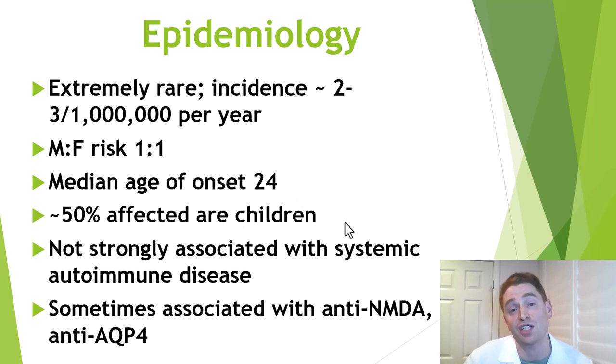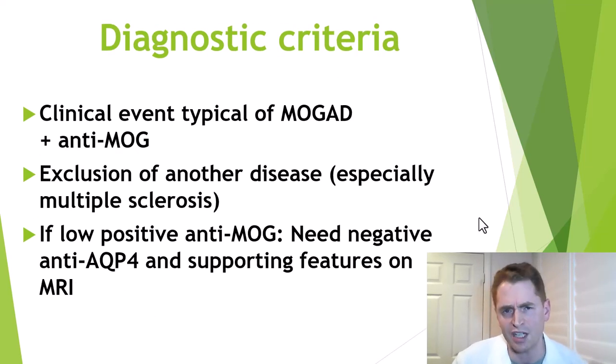Compare that to the average age of onset in multiple sclerosis of 30, and for anti-aquaporin 4 related neuromyelitis optica, average age of onset of 40. And unlike NMO, it is not strongly associated with systemic chronic autoimmune diseases such as lupus and rheumatoid arthritis, although there are reports of association with anti-NMDA encephalitis, and some people have both the anti-aquaporin 4 antibody in addition to anti-MOG.